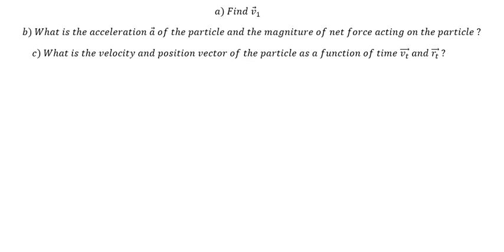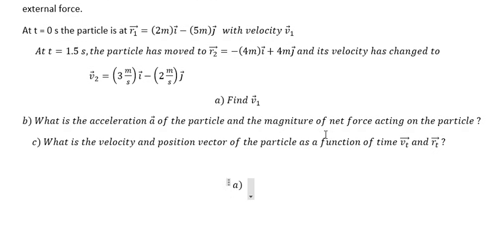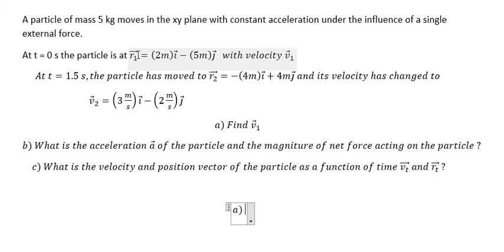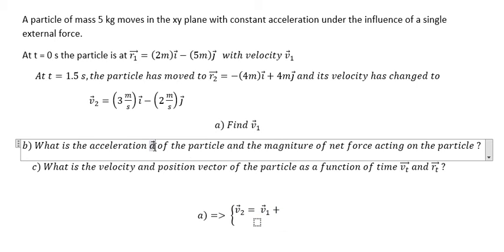Question A. We need to know that they just provide r1, r2, v2. So this means we need to create two equations. The first one is about v2 equals v1 plus the vector a multiplied with t.